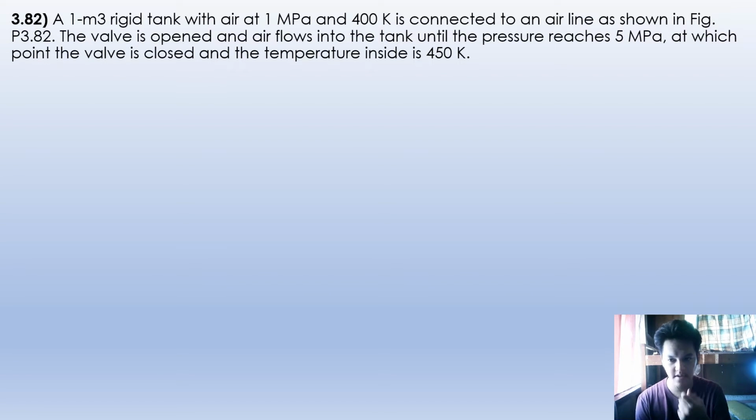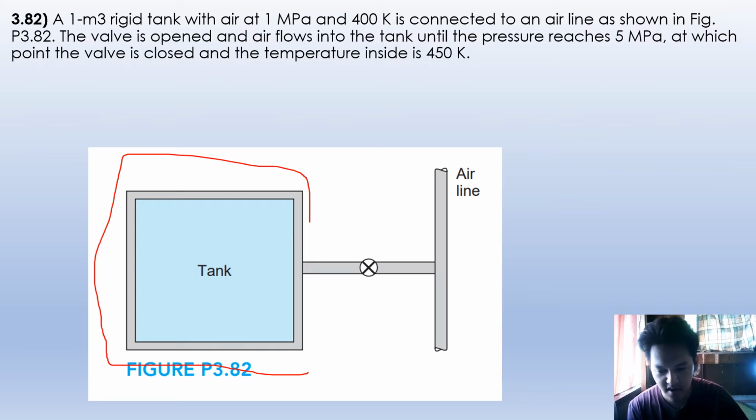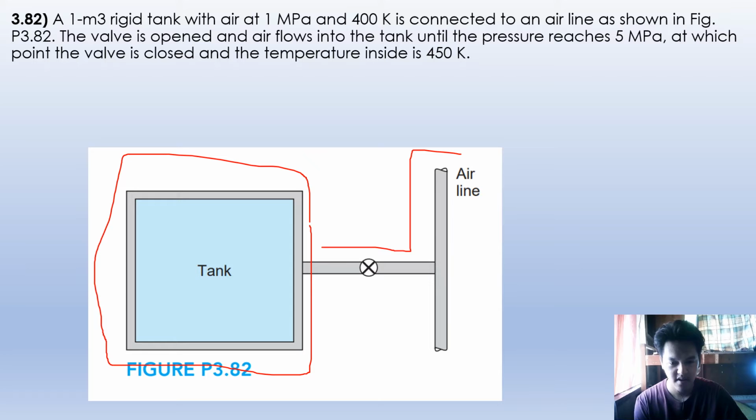So here's the question. A 1 meter cube rigid tank with air at 1 megapascal and 400 Kelvin in temperature is connected to an airline as shown in figure 3.82. So here's the figure. You can see here this box is the tank, which has a volume of 1 meter cube, and this tube is the airline which is connected to the tank.